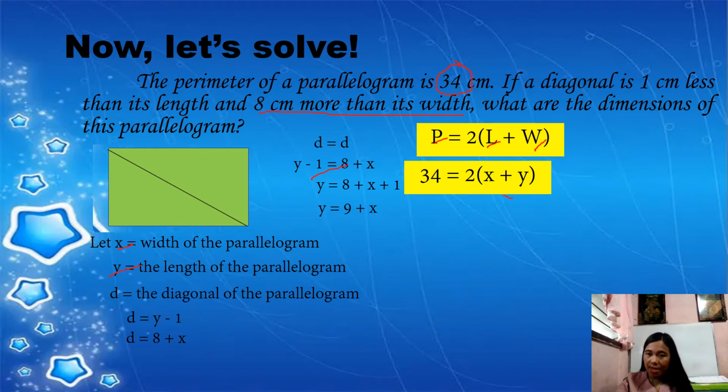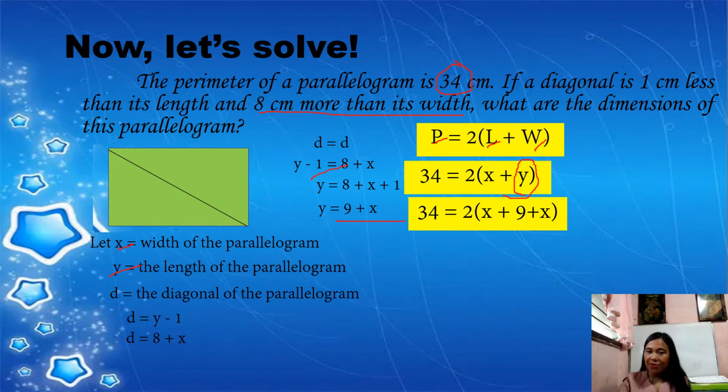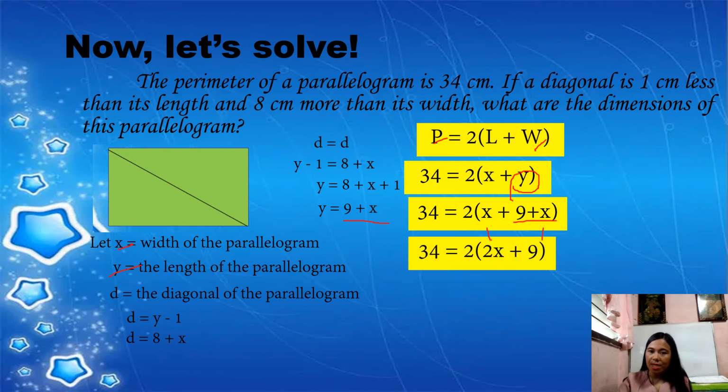But since we have y equal to 9 plus x, another substitution happens, which is 34 is equal to 2 times the quantity of x plus y. Let me erase them all. Okay, so this y becomes 9 plus x, because that's coming from the diagonal formula that we solved earlier. Now, x plus x is 2x. So the equation would become 34 equals 2 times 2x plus 9.